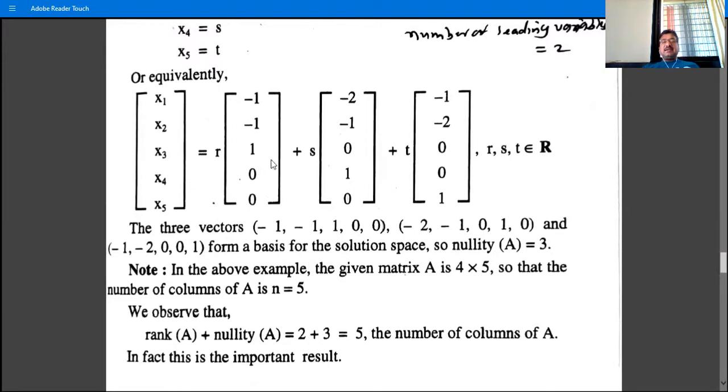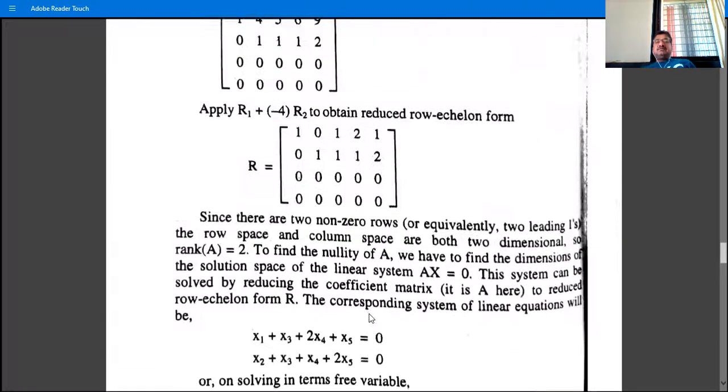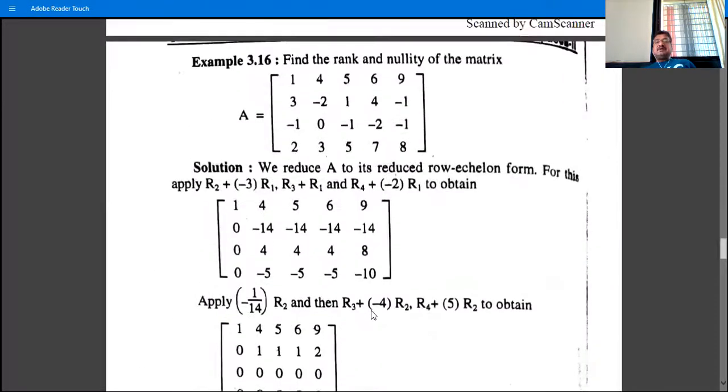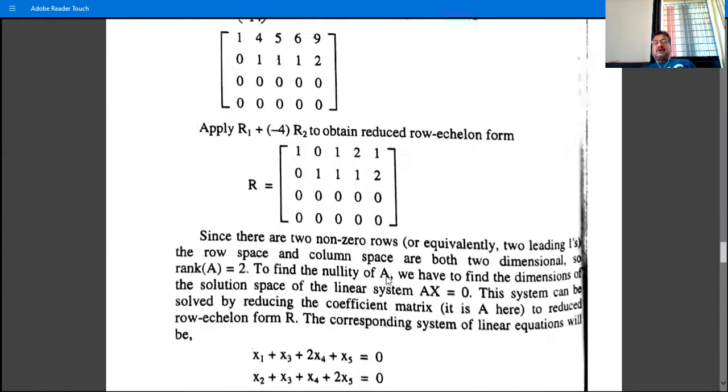And therefore this set, this as the first vector, this as the second vector, and this third vector, the set of these three vectors is a basis for the solution space of the system Ax = 0, or the null space of the matrix A. And so nullity of A is 3, and rank of A is 2. So their sum is the number of columns in the matrix, which is equal to 5.